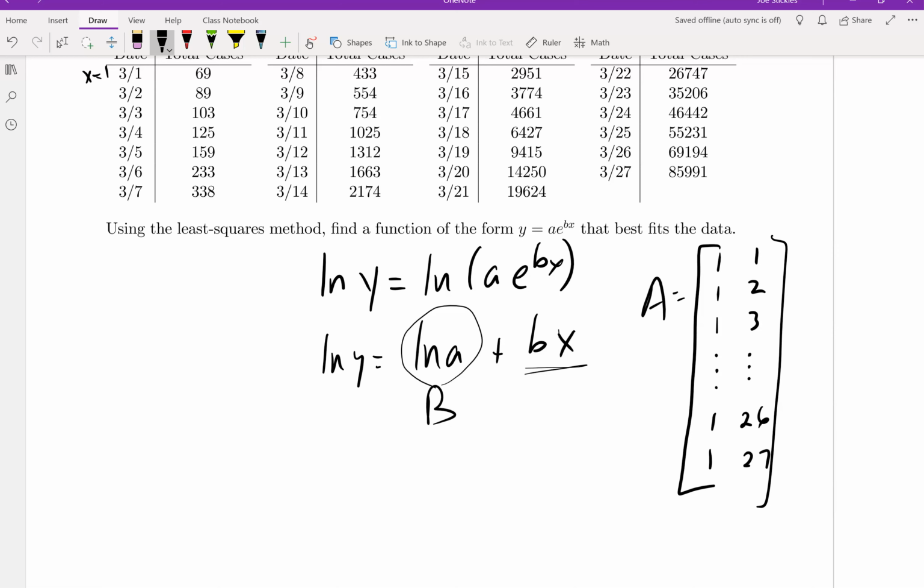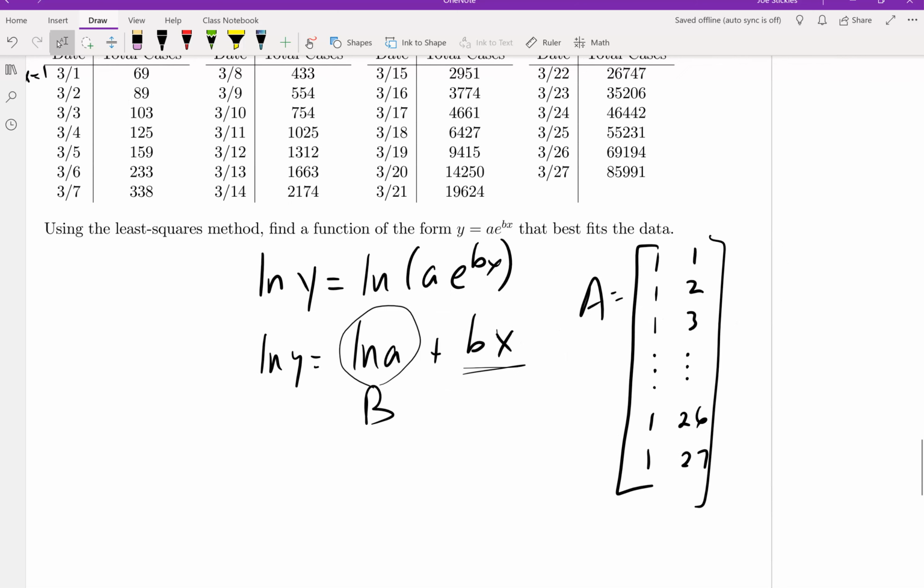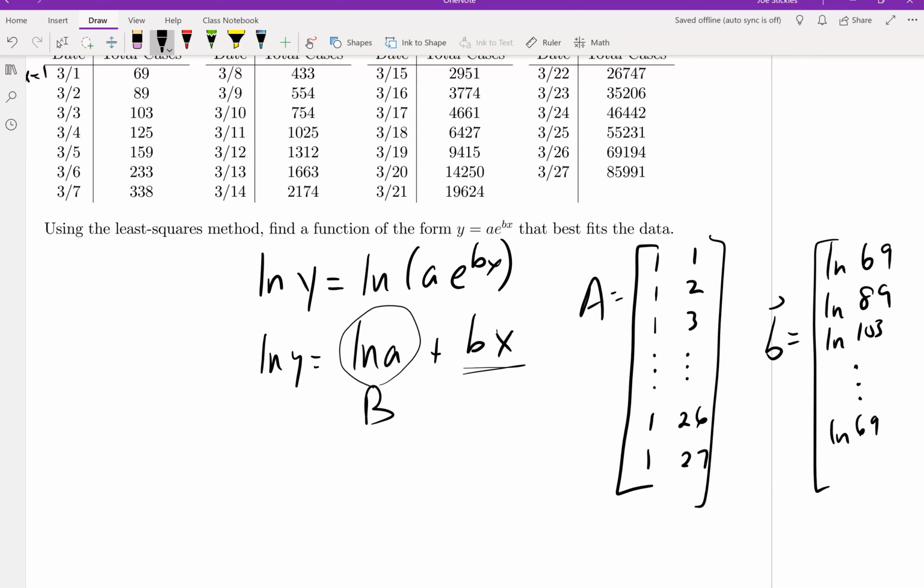Okay, that's my matrix A. My vector B will be the log of the outputs. For the first one, it'll be log of 69. For the second, it'll be the log of 89. The third one will be the log of 103. Log of 69,194. Log of 85,991.